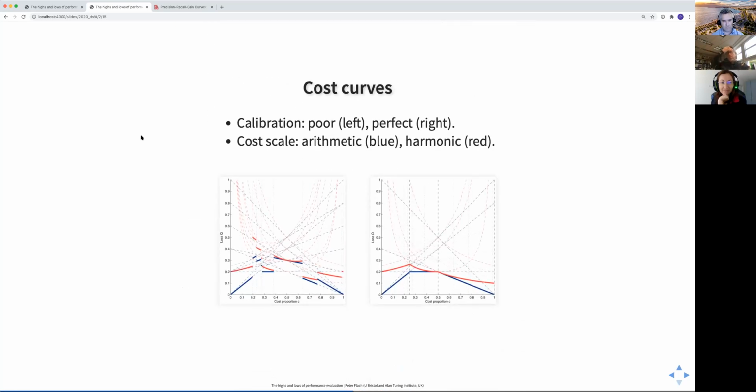But if you plot this graphically, if you look at the curve on the right, this is a cost curve introduced by Drummond and Holte a while ago. The nice thing of this cost curve is that the area under the blue line is the Brier score, and the area under the red line is the log loss. And on the horizontal axis, we have the cost proportion.